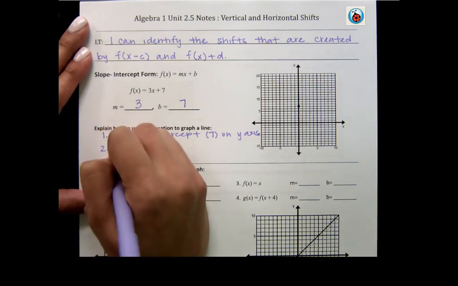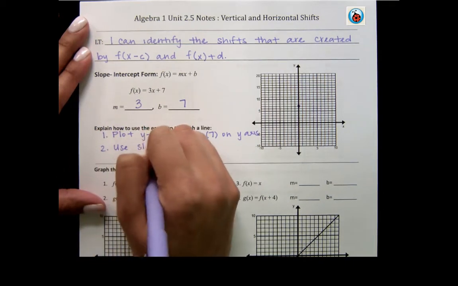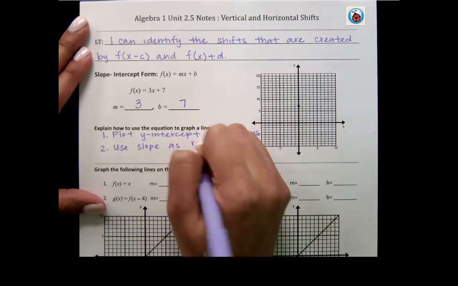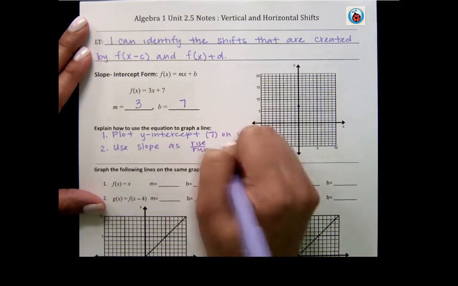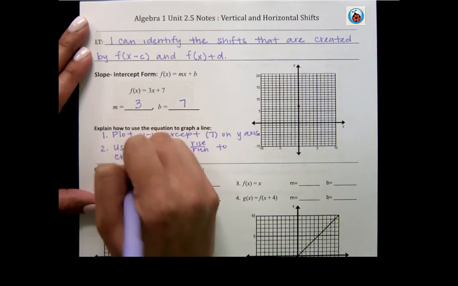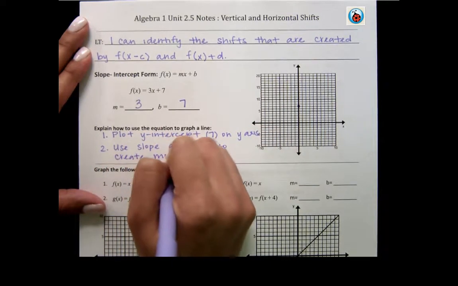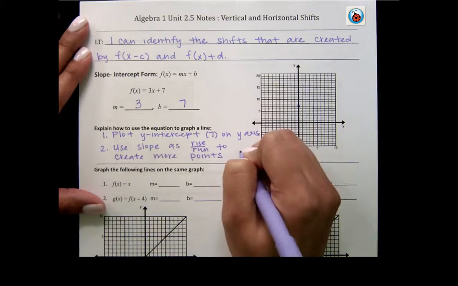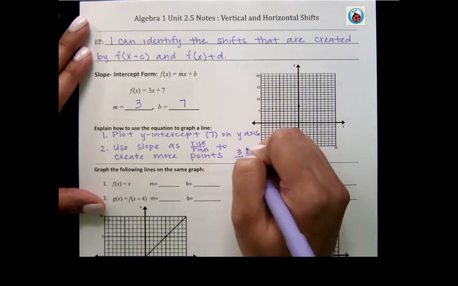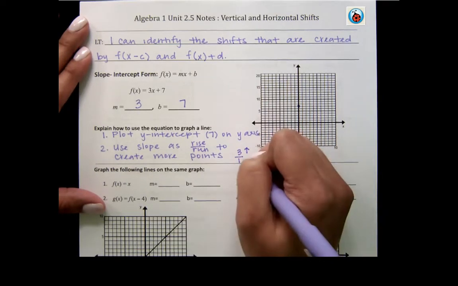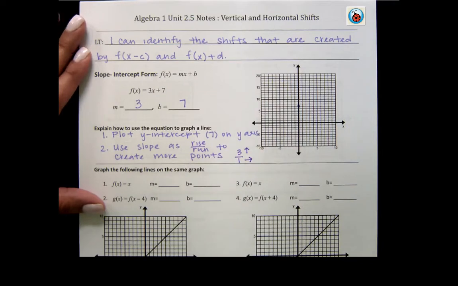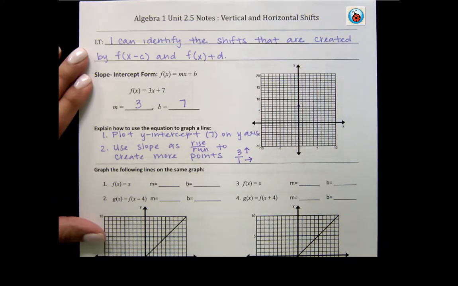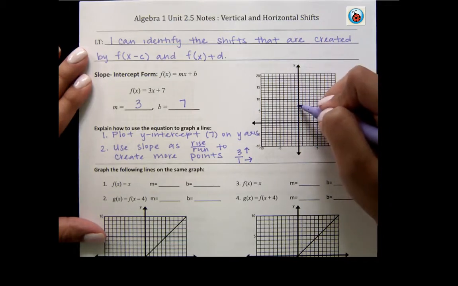And then what I do is use my slope as rise over run to create more points. So 3 is a whole number. I can turn that into a fraction by putting it over 1. So 3 is my rise, so I'm going to go up 3. 1 is my run. So from my y-intercept that I have already plotted, I go up 3 and over 1.